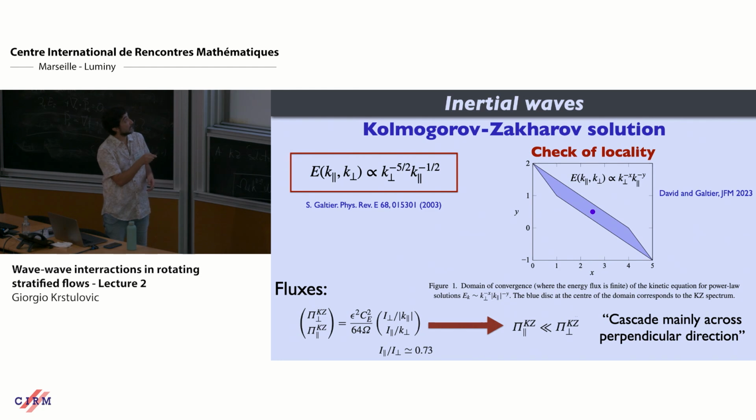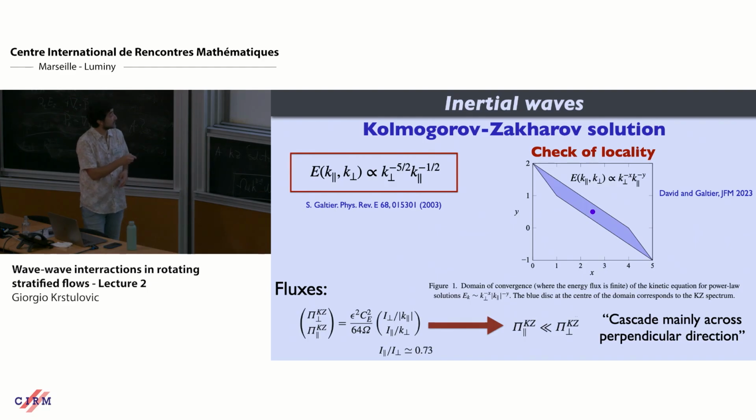So that was done in 2003, and 20 years later, he managed to check that the solutions were actually solutions. So what I'm plotting here is what I call the windows of locality. He looked at the collision integral as a function of the exponent, and he found that over the blue region the integral is convergent. Nicely, the KZ solution is this spot in the middle, showing that the solution he found in 2003 is actually a good solution, at least from the formal point of view of the kinetic equation.